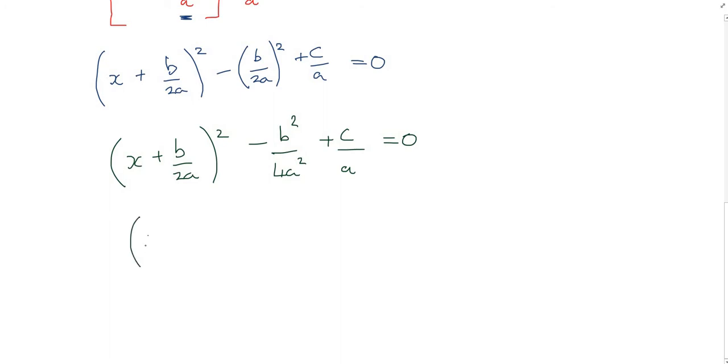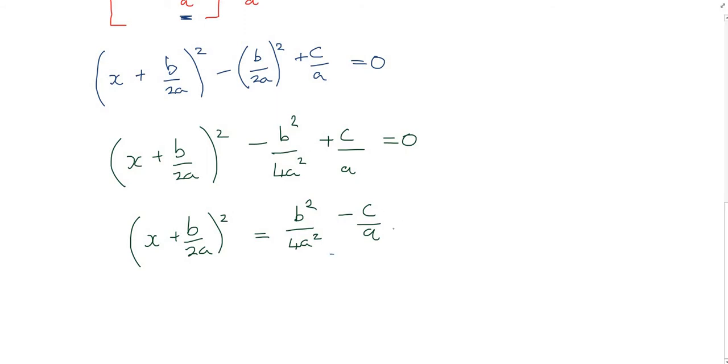That's just going to give us (x + b/2a)² equals, well, b²/4a² minus c/a. Okay, so we're making really good progress now. Let's carry on. This right hand side of the equation, we want to tidy that up a little bit and make it over one single denominator.